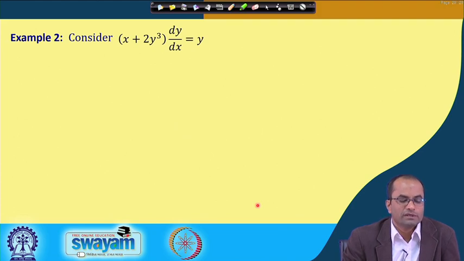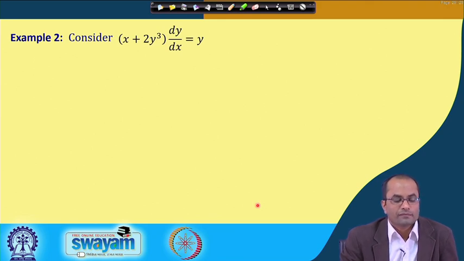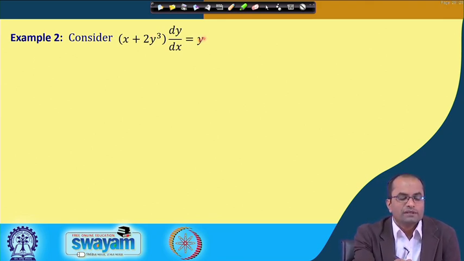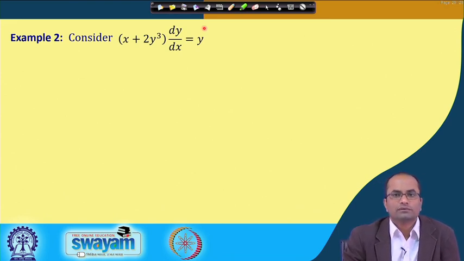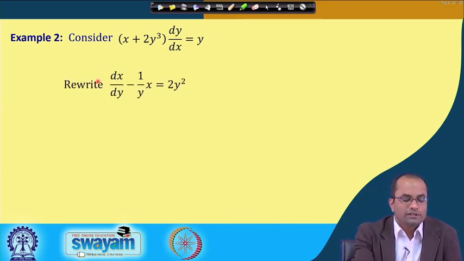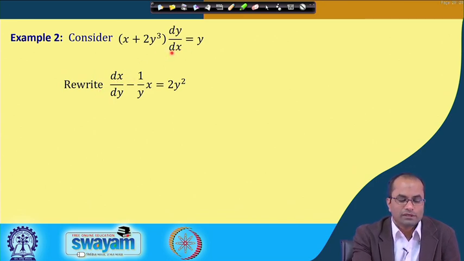The next example here, we have (x + 2y³) dy/dx = y. So, what do we see here? Because y³ is appearing here, certainly we cannot put it into the form linear in y, but we can try to write this equation as a linear equation in x. So, we need to rewrite this as dx/dy. That will go to the right hand side, we have dx/dy, and then we need to divide also by y here. So, there will be a 1/y term with x, and the right hand side will be 2y².